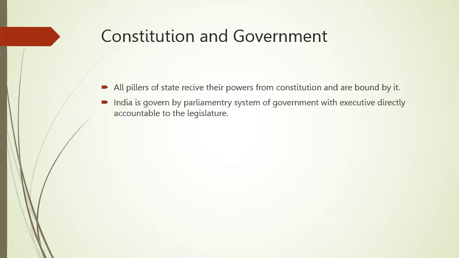India is governed by a parliamentary system of government with the executive directly accountable to the legislature. That is, the executive is answerable to the legislature. The executive is chosen from parliament and they are answerable to the parliament.